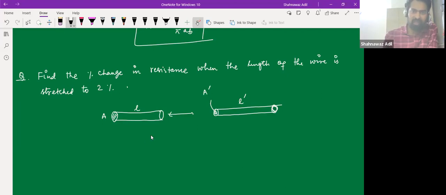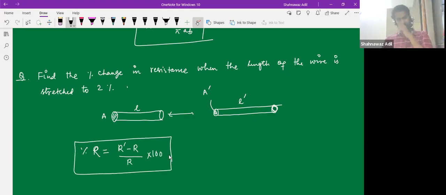Now we have to find out that what is the percentage change in resistance. So we have to find out that what is R prime minus R divided by R into 100. Right, Shavit?